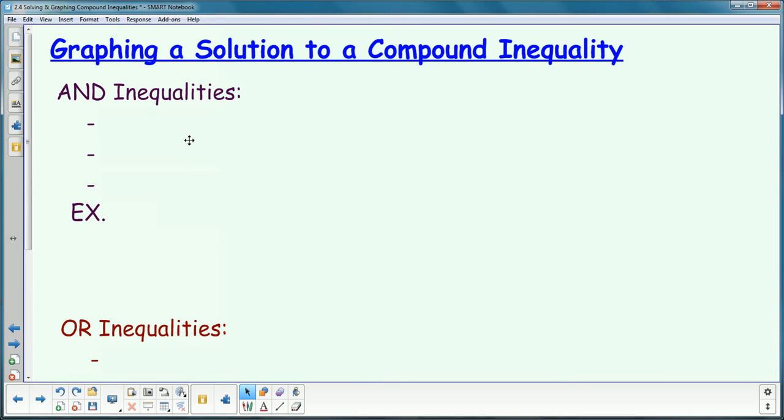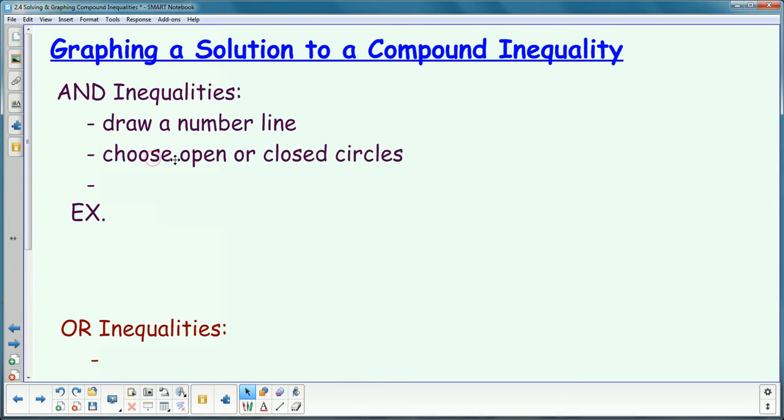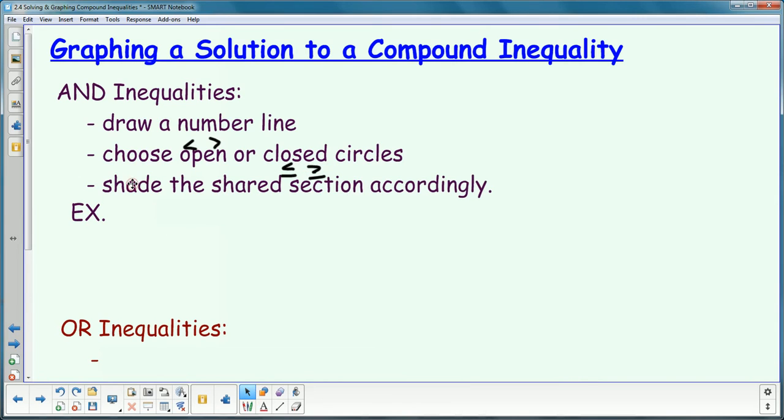And finally, to graph a solution. So again, if we are having an and inequality, we're going to draw a number line, just like we did last time. We're going to choose open or closed circles. So remember, an open circle means that we had less than or greater than, and a closed circle means we had less than or equal to or greater than or equal to. And finally, we're going to shade the shared section accordingly. Now, almost always, that means it's between the points.